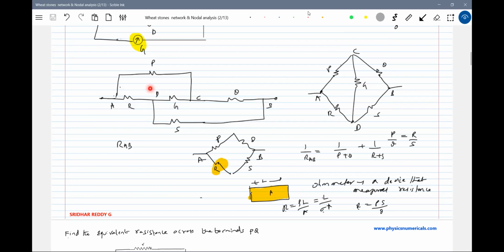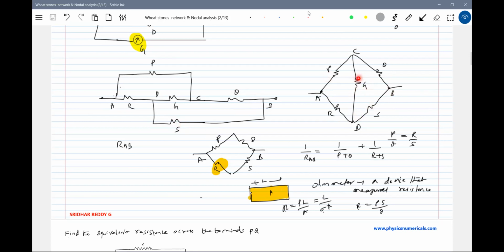So here, what I suggest is, just redraw the circuit and make it in the form of a Wheatstone network. So between A and C, a resistor P is there. Between C and B, a resistor Q is there. Between C and D, a resistor G is there. Between A and D, a resistor R is there. Between D and B, a resistor S is there.